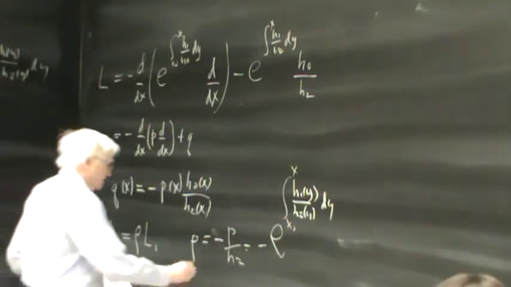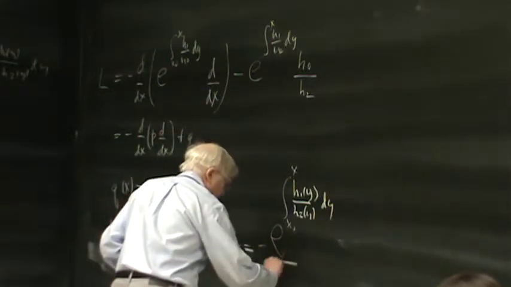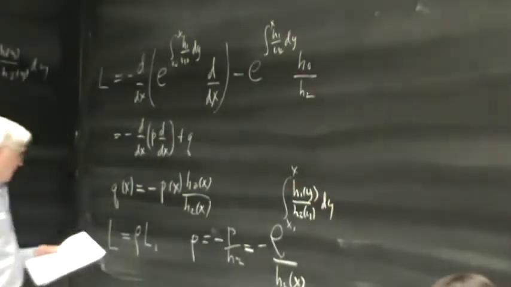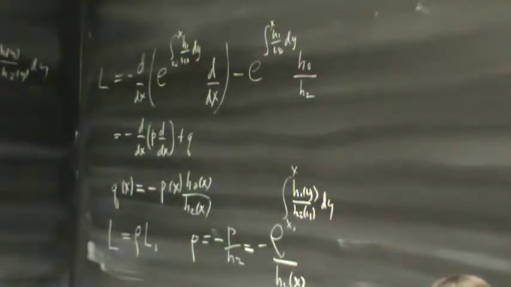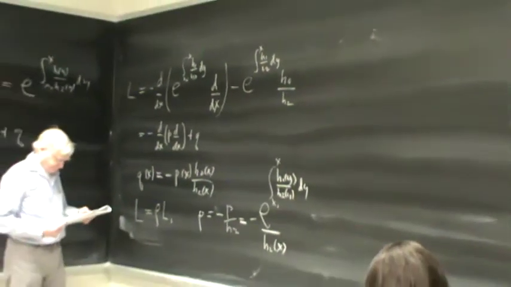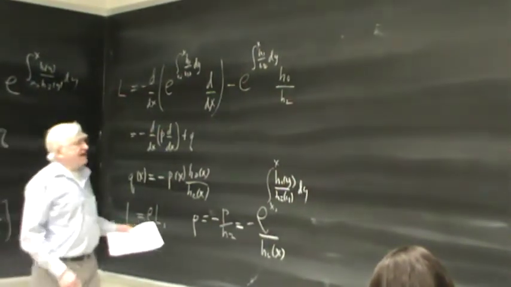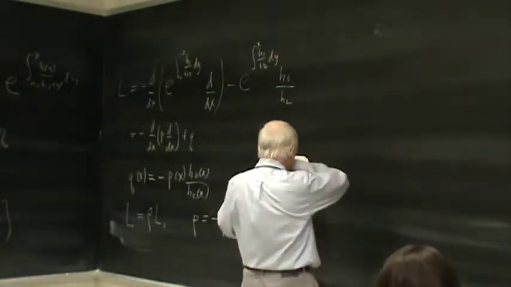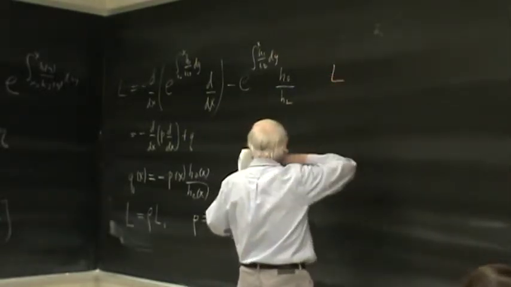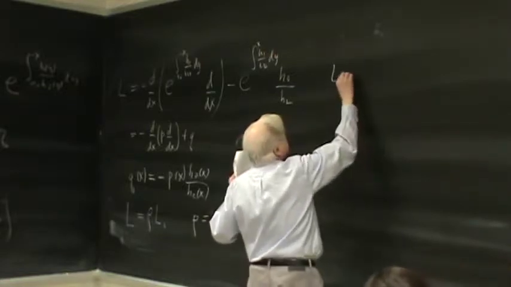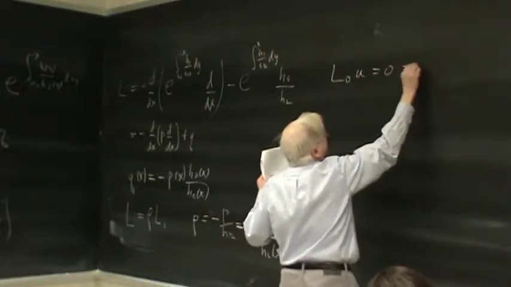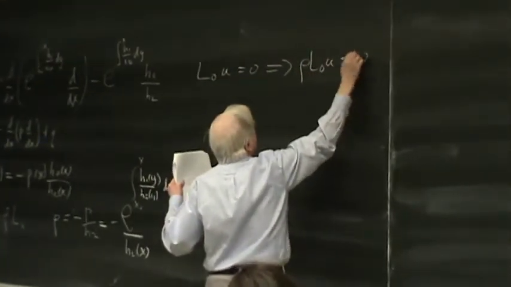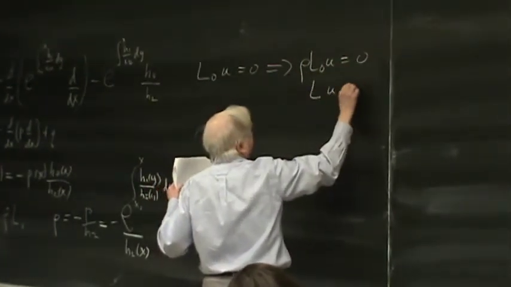Oh, hold on. And then I have to divide by h2. Okay, so that's what one does. One multiplies it by rho. And so now let's look at the solutions of this differential equation. If we're talking about just the homogeneous version, well, this implies that rho L0U will be 0, or LU will be 0.